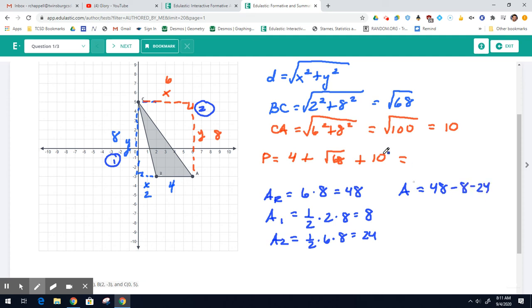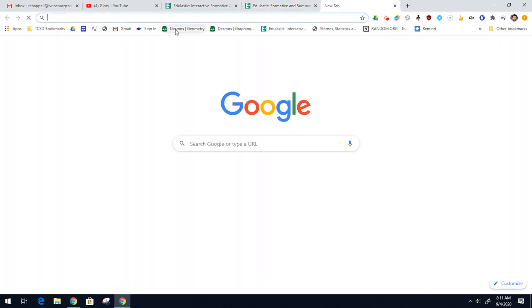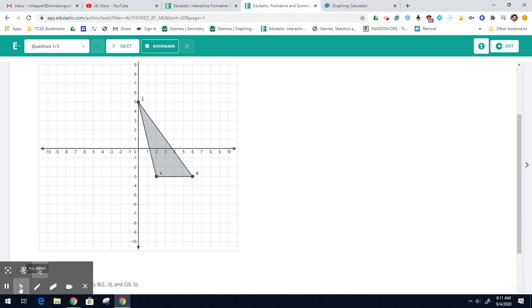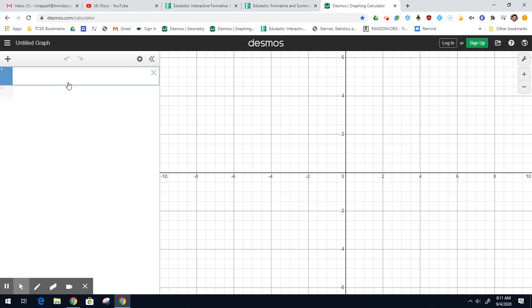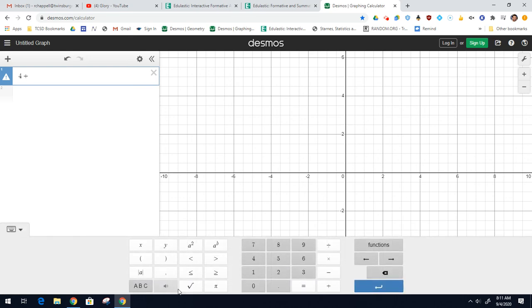So these are the two problems we have to do in the Desmos graphing calculator. Again, let me take a picture so I don't forget because I do have to erase this real fast. All right, cool. Got it. So it's going to go away. Again, pause if you need to. So I'll open up the Desmos graphing calculator. To find my perimeter, I had to do 4 plus, remember, keyboard's down here, square root of 68, arrow to the right, plus 10.